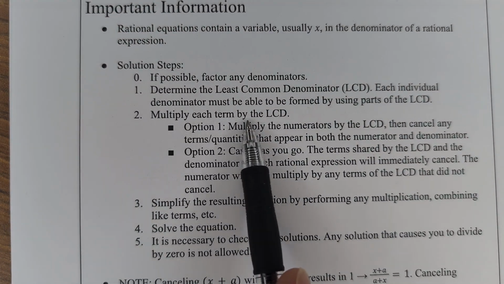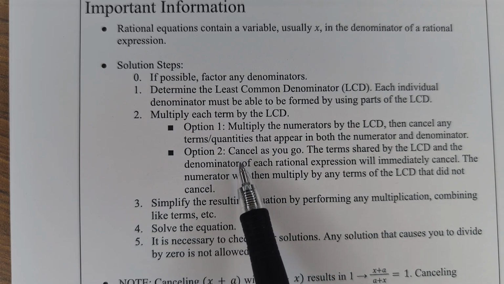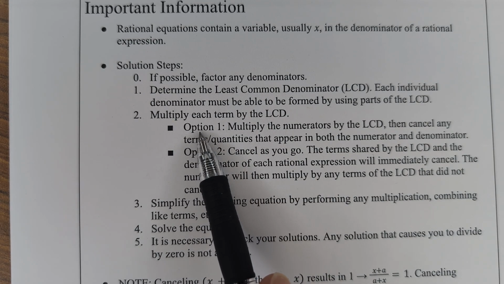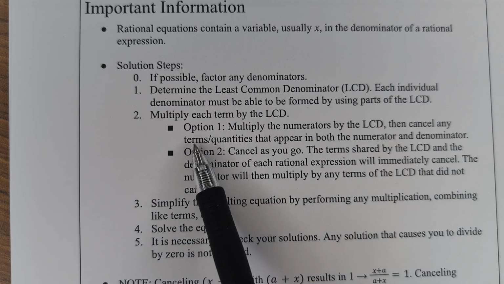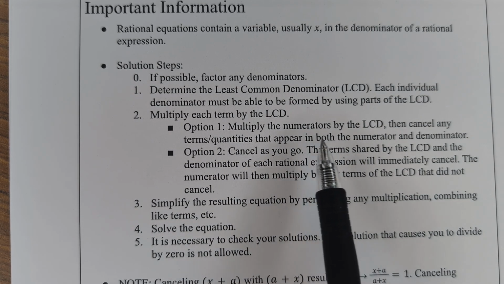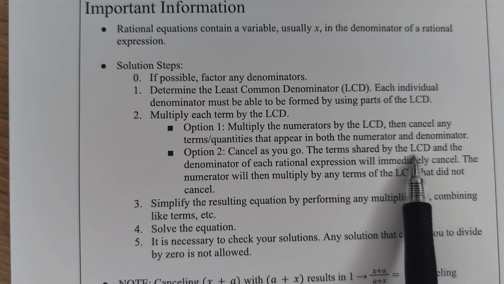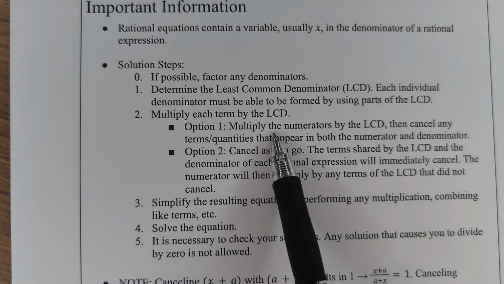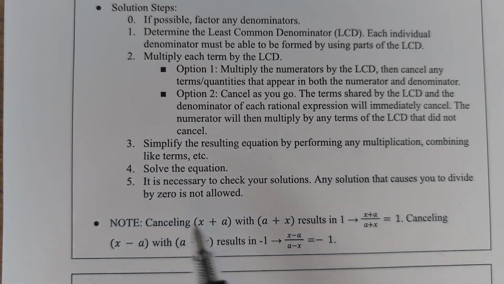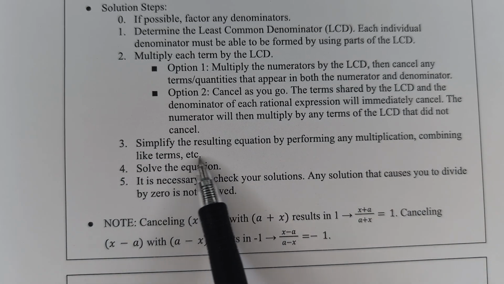After that, we're going to multiply each term by the least common denominator, and we can write this one of two ways, depending on how comfortable you are with how fractions work. Option 1, you multiply the numerators only, the tops of the fractions, by the LCD, and then cancel any terms or quantities that appear in both numerator and denominator. Option 2, you can cancel as you go. Terms shared by the LCD and the denominator of each rational will immediately cancel. The numerator will then multiply by any terms that did not cancel. I'm going to do the first one with option 1, and then I'm going to switch over to option 2. After that, simplify what we have left: multiplication, combining like terms, etc.